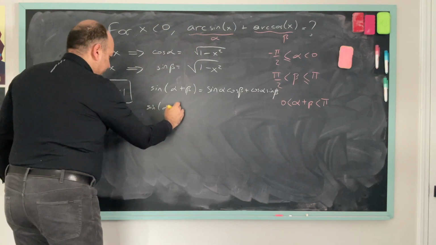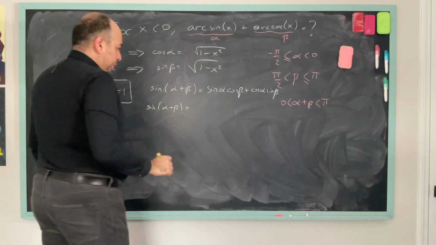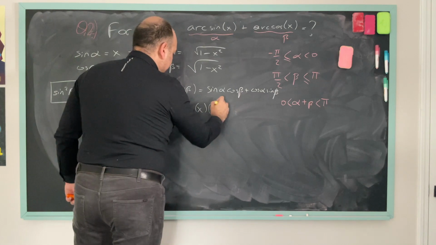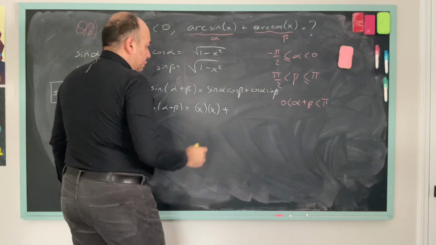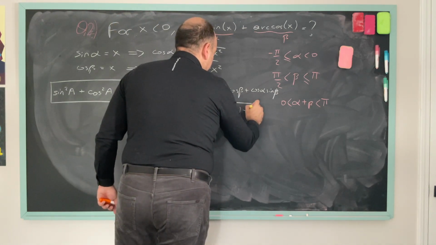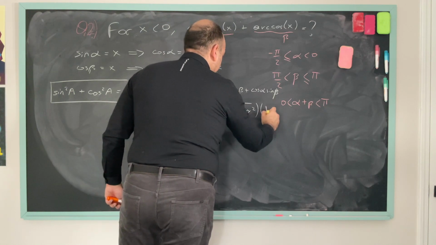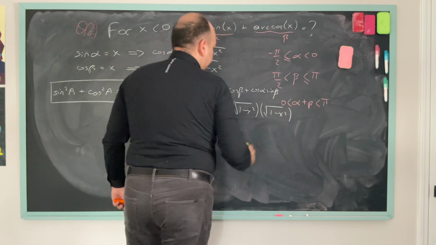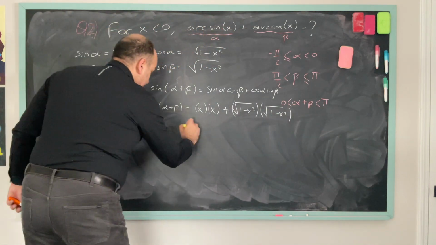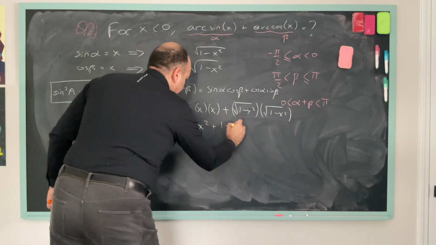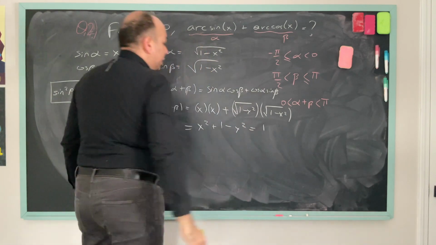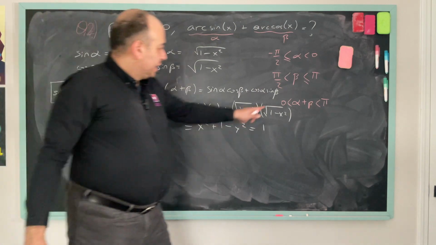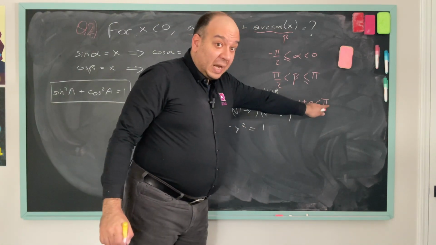So sine of alpha plus beta is simply equal to sine alpha, which is x, times cosine beta, which is x, plus cosine alpha, which is the square root of 1 minus x squared, times sine beta, which is also the square root of 1 minus x squared. So this gives me x squared plus 1 minus x squared, which is equal to 1. Well, I already know that alpha plus beta is in between 0 and pi.